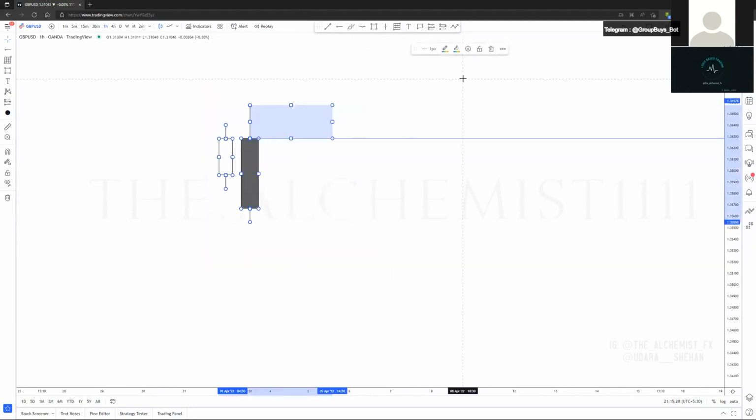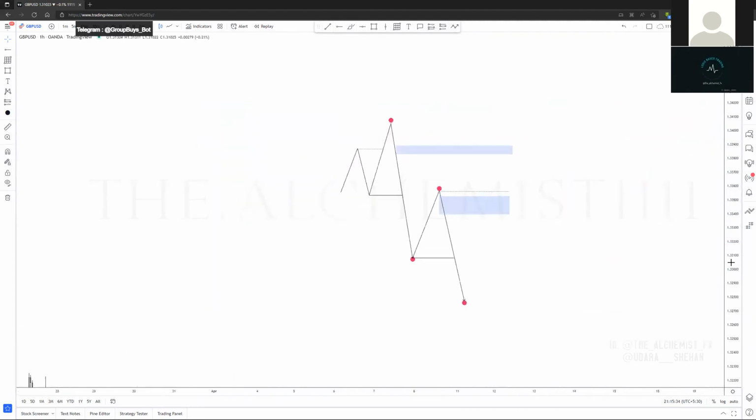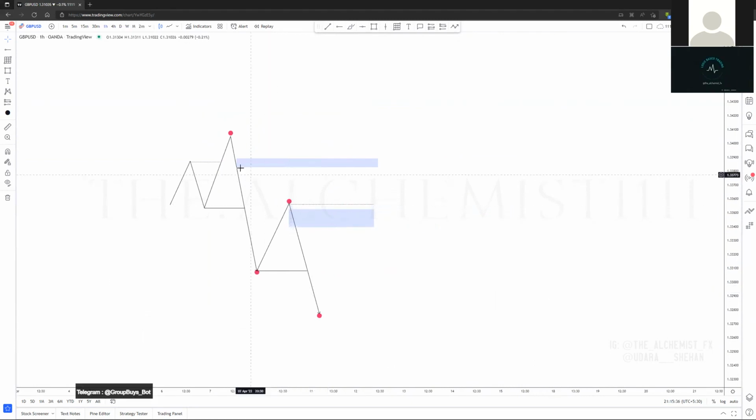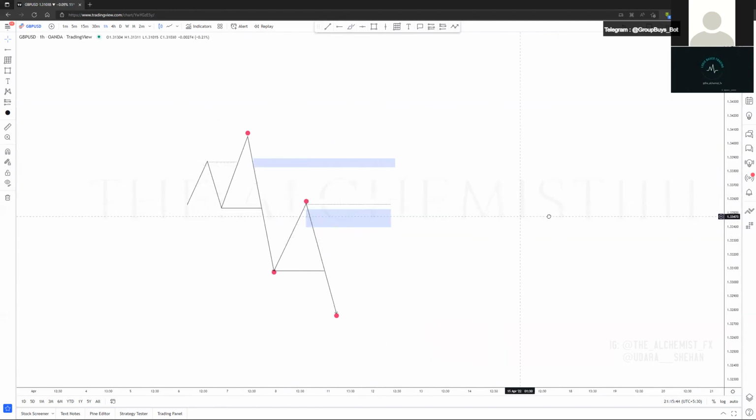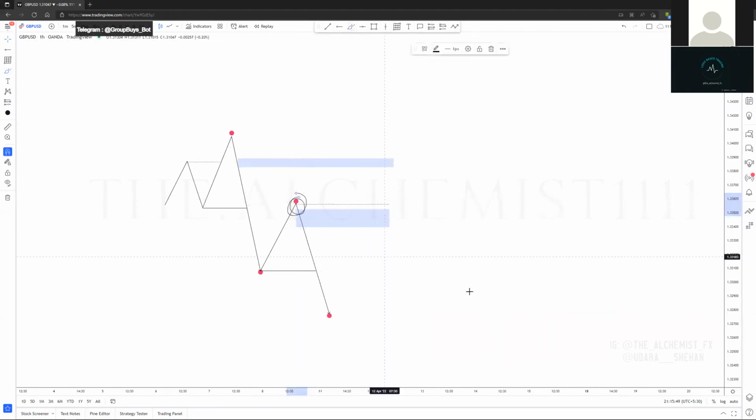So everything depends on where the liquidity is. Let's say right above this liquidity, we have a rejection block. Then we're going to choose that. Let's say above that, we have an order block. Then we're going to choose that. Let's say above that, we have a breaker block. Same thing, we're going to use that. So everything depends on where the liquidity is. This is what's important.